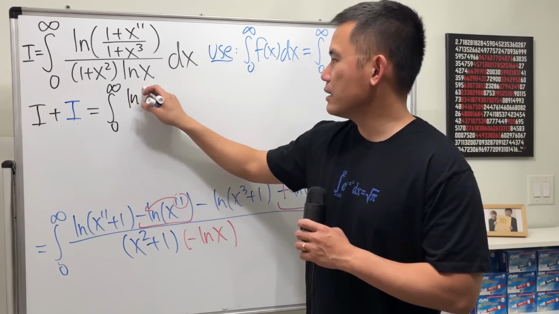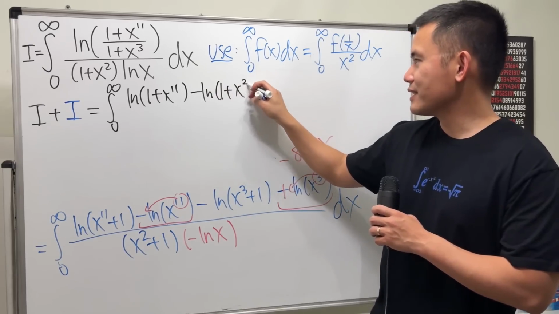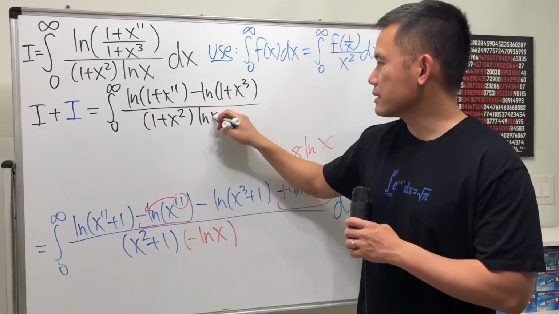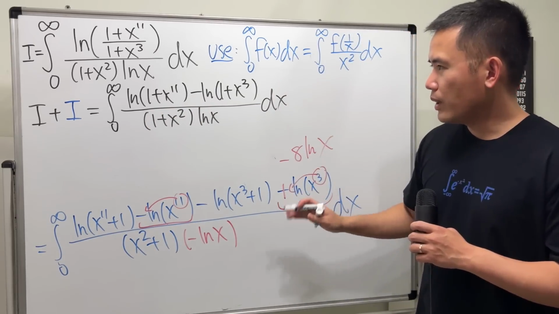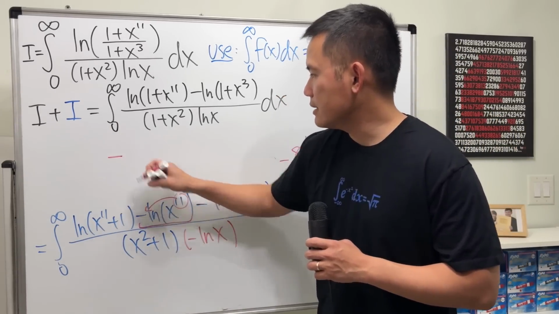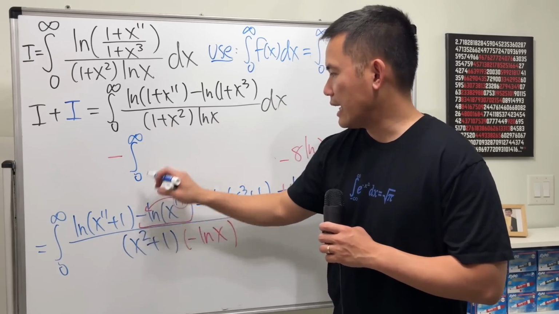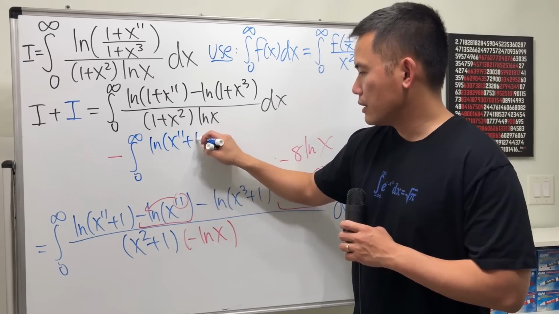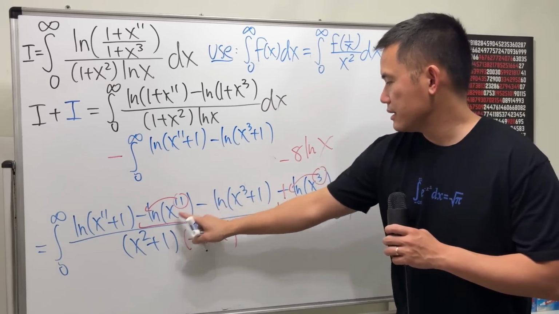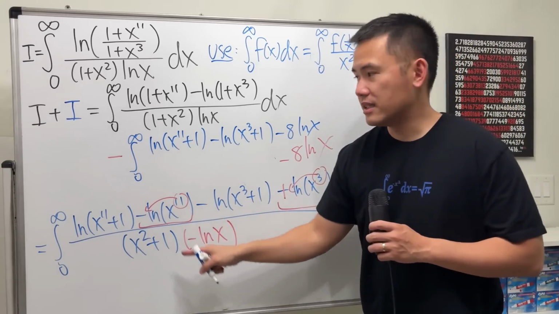Break it apart, that's ln of 1 plus x to the 11 minus ln of 1 plus x to the third over 1 plus x squared and then ln x. Close that. And then right here, I know we are adding, but we have a minus here. So this becomes a minus. And then we have the blue integral here, which is the integral going from 0 to infinity, that and that, which is negative 8 ln x, and that, but the negative is right there already.